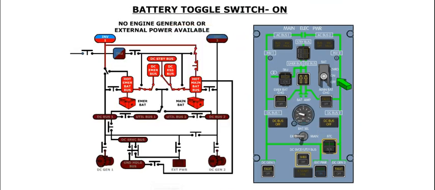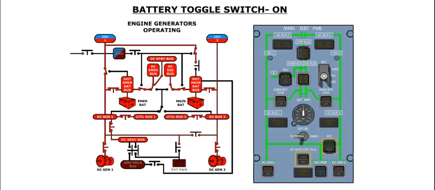The battery toggle switch controls the supply of DC power by the batteries. The power arrangement depends on whether the engines are running or external power is selected. In the on position, the essential bus, the DC standby bus, and inverter 1 are powered by the main hot battery bus, provided neither engine is running and external power is off. In addition, the DC emergency bus is supplied by the hot emergency battery bus.